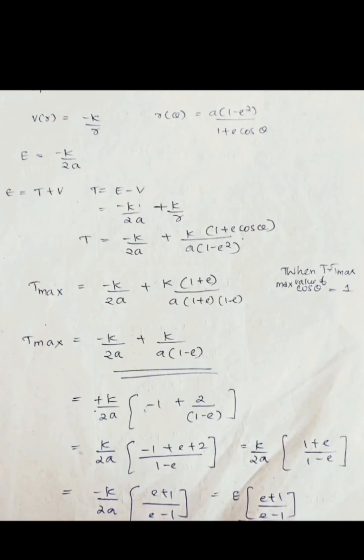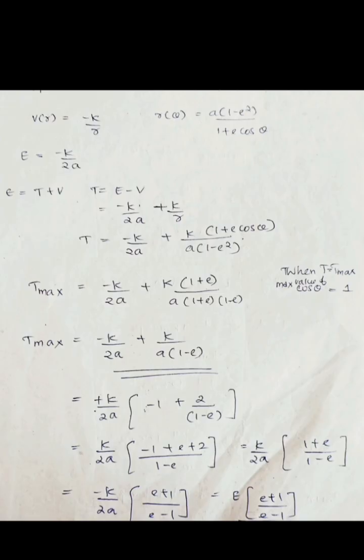The next question is, a particle of mass m moves in a central potential V equal to minus k by r in an elliptical orbit r equal to a(1 − e²)/(1 + e cos θ), where 0 < θ < 2π, and a and e denote the semi-major axis and eccentricity respectively. If its total energy E is equal to minus k by 2a, then the maximum kinetic energy is dash. So here we need to find the kinetic energy.